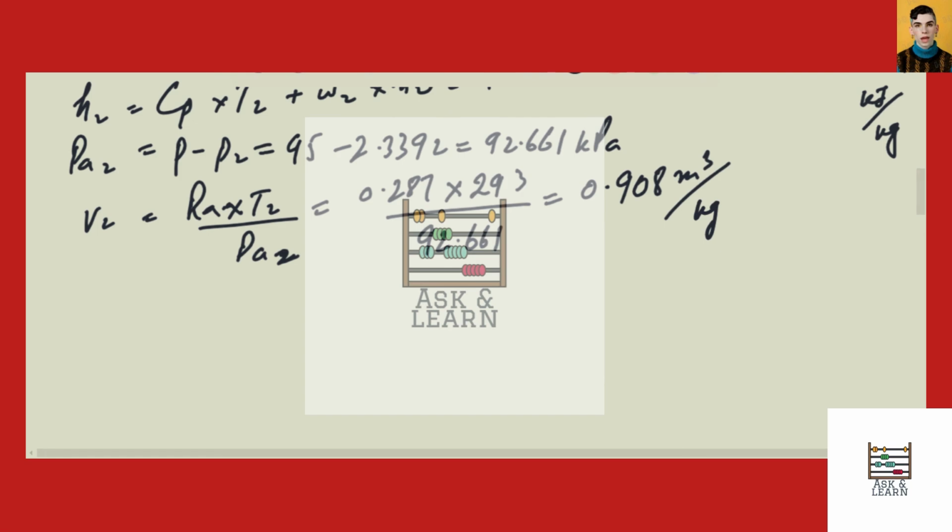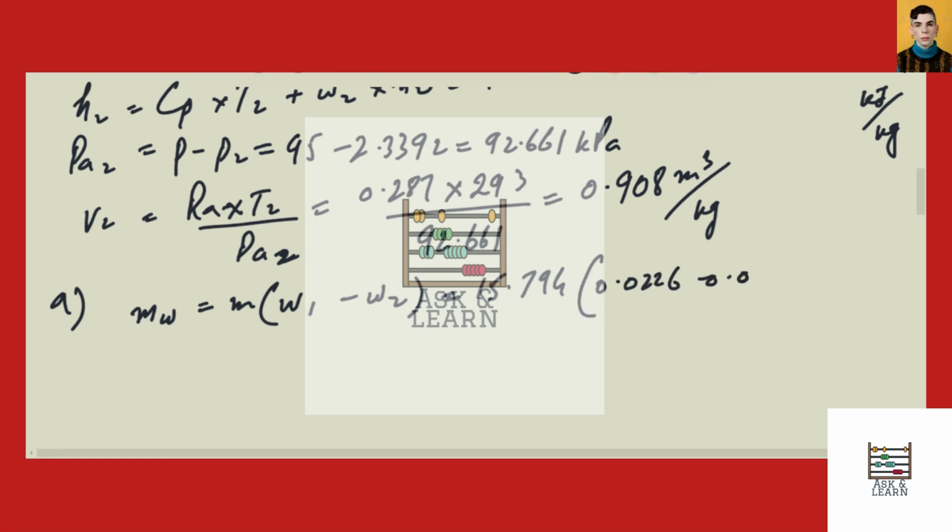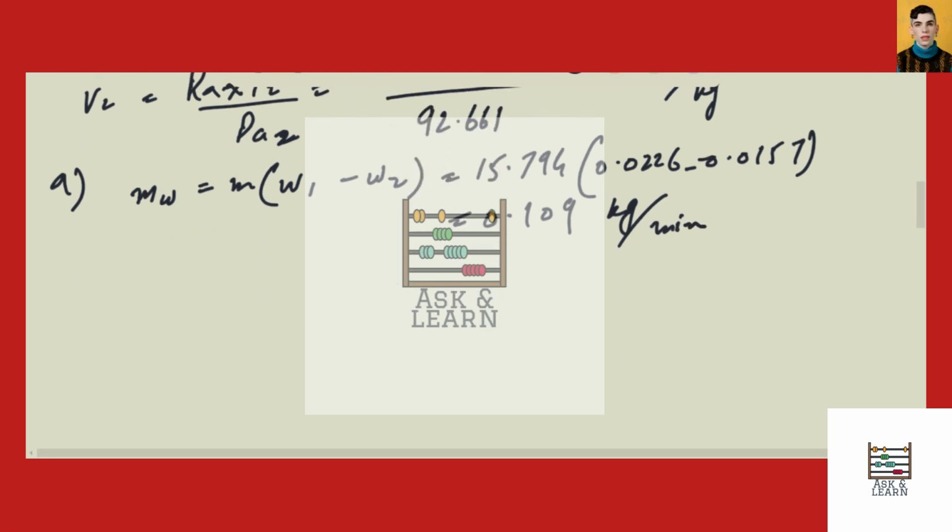So for part A, we know the process is a steady flow process, and we can use that to calculate the mass flow rate of the condensed water. So MW is equal to M into W1 minus W2, which is equal to 15.794 into 0.0226 minus 0.0157, and that is equal to 0.109 kg per minute.